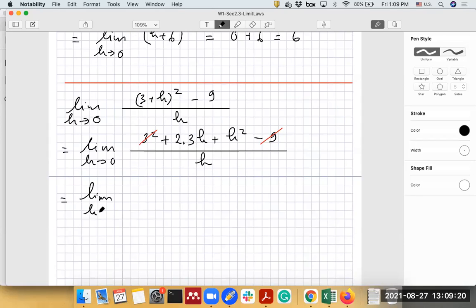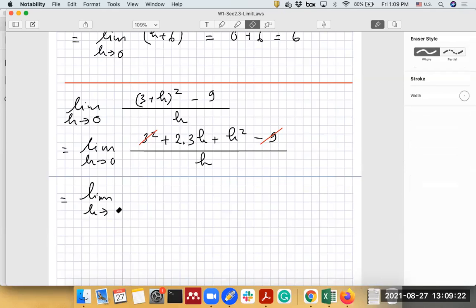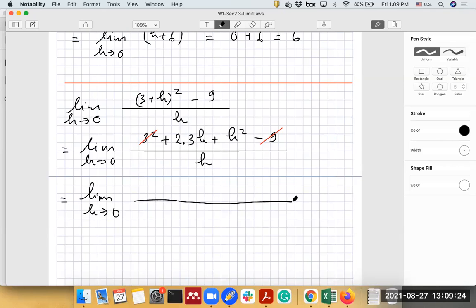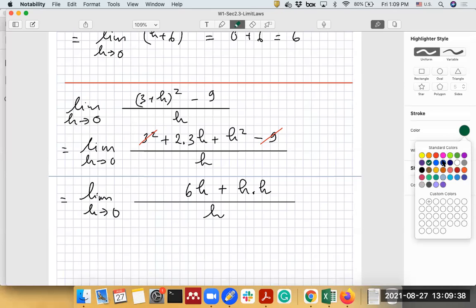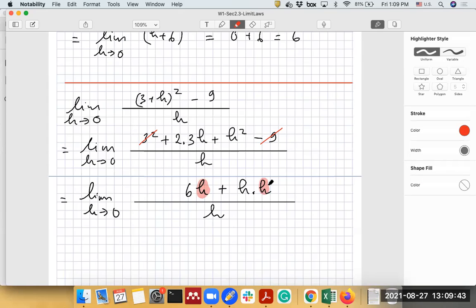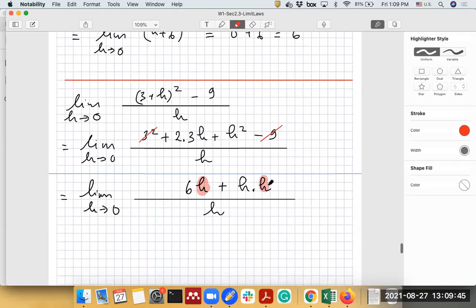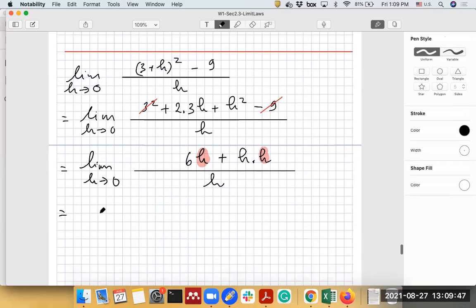but you did fast. Very good. I'm so glad that you do it very fast and accurate. It is 6h plus h squared. H squared, you can think about h times h, right? And then what should we do? Yeah, they share the common factor here. So we can factor it out.